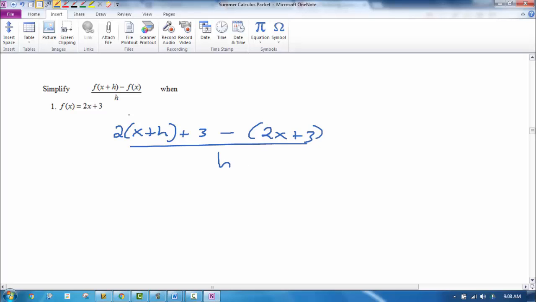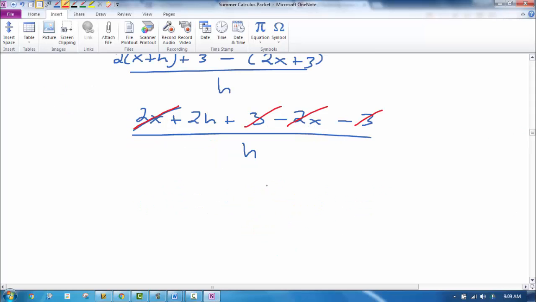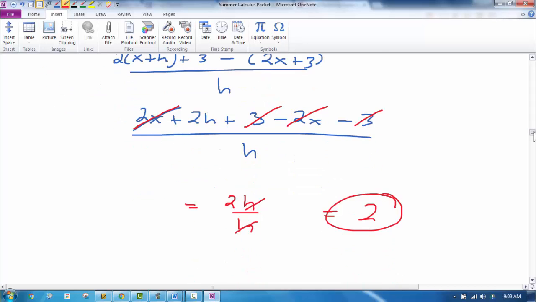And I can simplify this a little bit, so let me distribute here the 2. This gives me 2x plus 2h plus 3. I'll distribute the negative sign. It'll be minus 2x minus 3 all over h. And these are going to cancel, the 2x and the negative 2x, the 3 and the negative 3, and I just end up with 2h over h, in which case the h's cancel and I just get 2. So I don't even have to take the limit because the limit as h approaches 0 of this function is just 2, which we know because we know the power rule, which is that you multiply the exponent down right here to get the derivative, which is just 2.